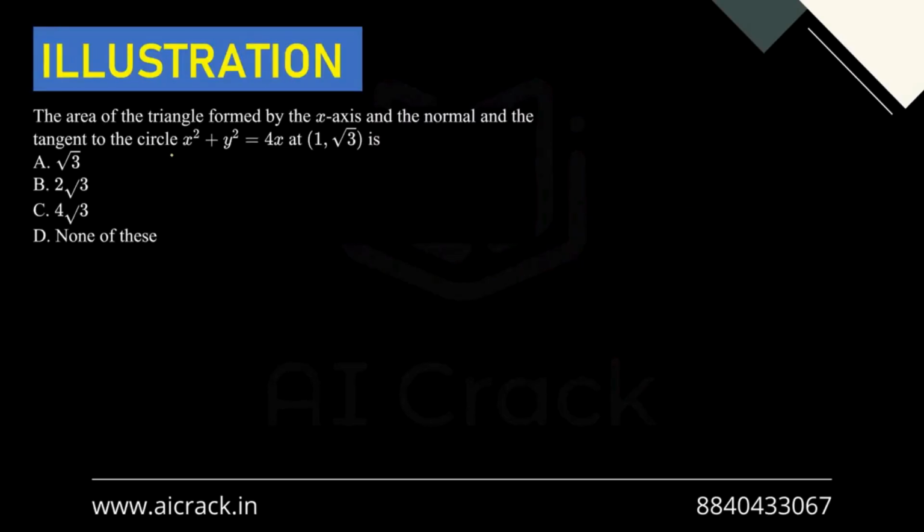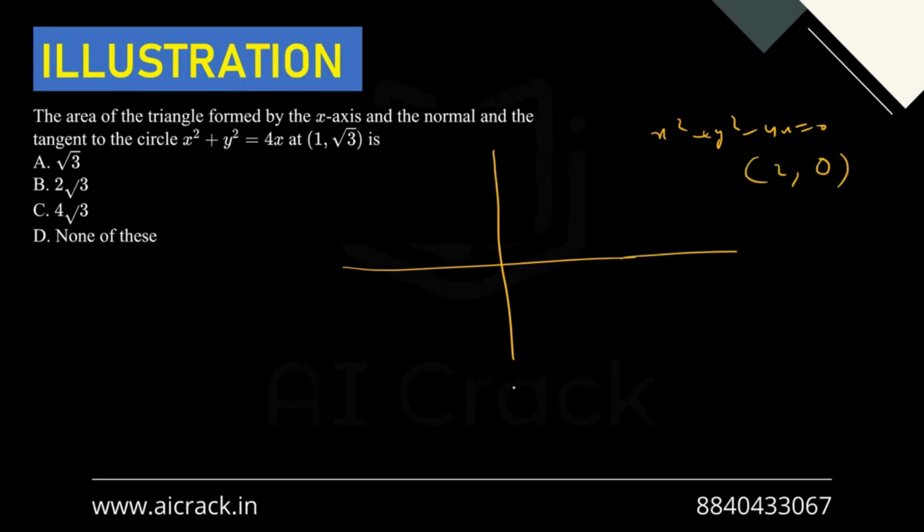The area of the triangle formed by the x-axis and the normal and the tangent to the circle x square plus y square equals 4x at 1 comma root 3. Okay. So we have the circle x square plus y square minus 4x equals 0. So basically the center would be 2 comma 0, right? So these are the coordinate axes. Center would be one distance, two distance. That would be 2 comma 0 over here.